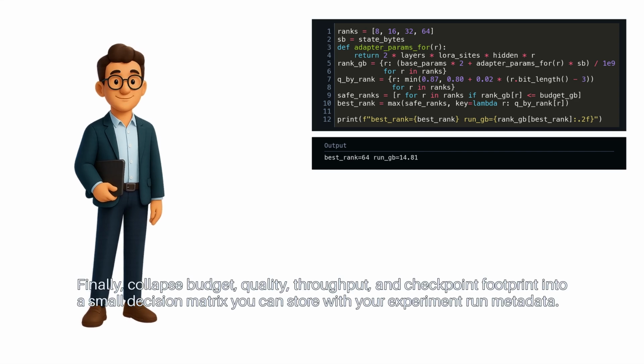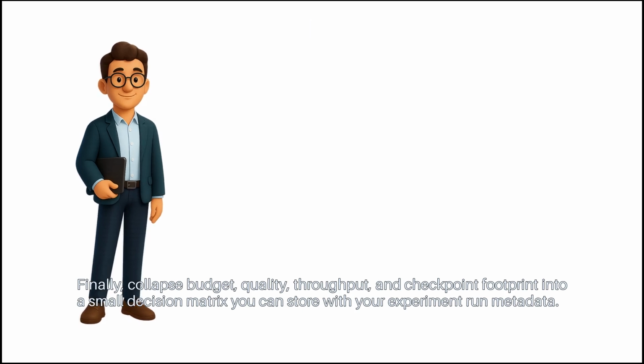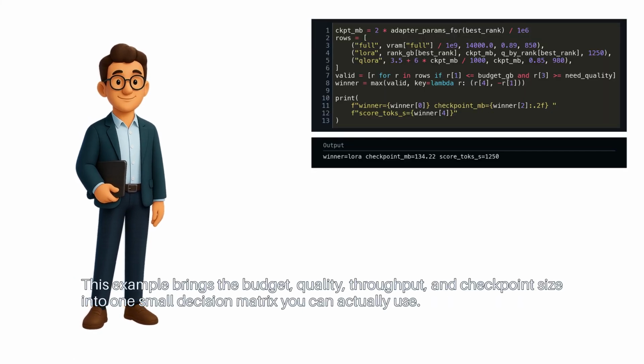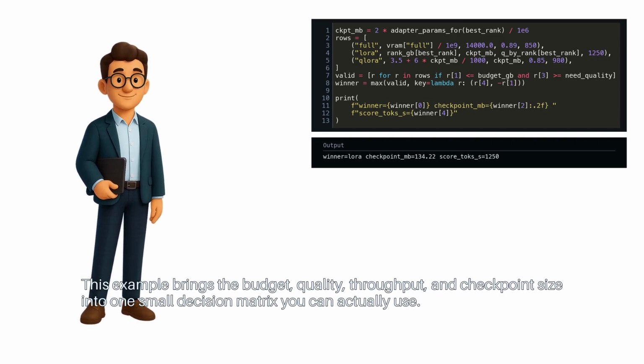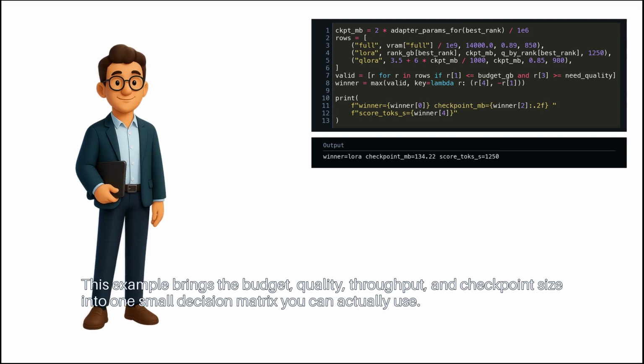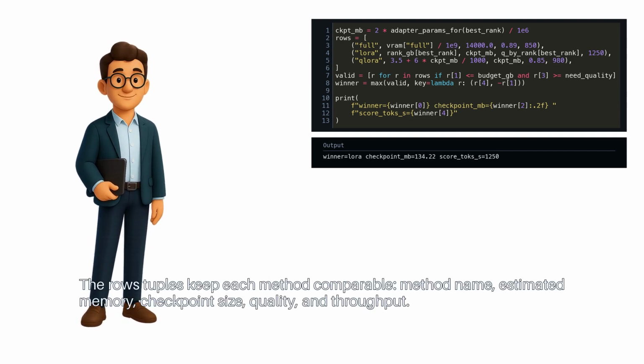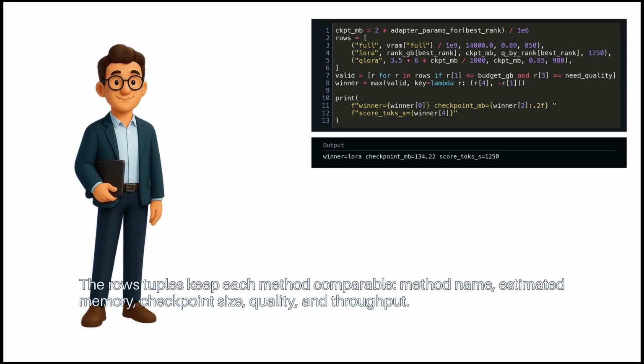Finally, collapse budget, quality, throughput, and checkpoint footprint into a small decision matrix you can store with your experiment run metadata. This example brings the budget, quality, throughput, and checkpoint size into one small decision matrix you can actually use. The rows tuples keep each method comparable: method name, estimated memory, checkpoint size, quality, and throughput.